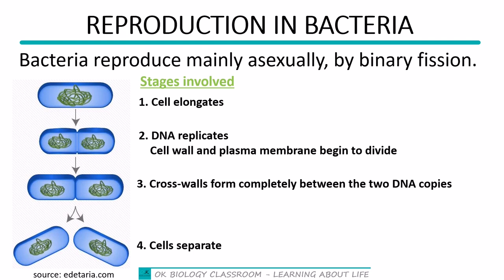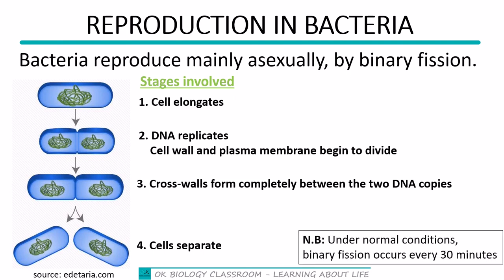So that is for asexual reproduction in bacteria, and that is their main means of reproducing. And note that under normal conditions, binary fission can occur within every 30 minutes. Even some put it as happening within every 20 minutes. Yes, so you can see how fast bacteria can reproduce within a short space of time.